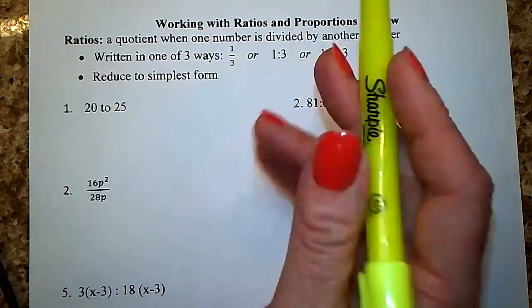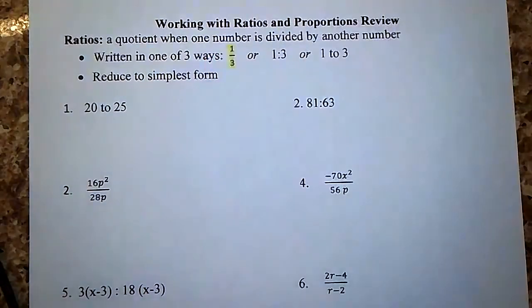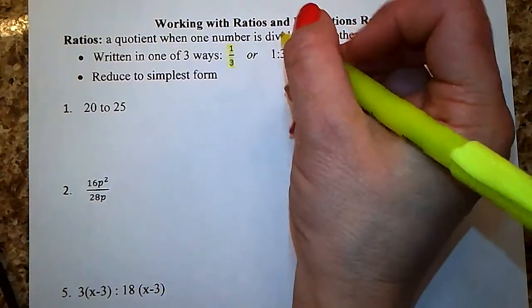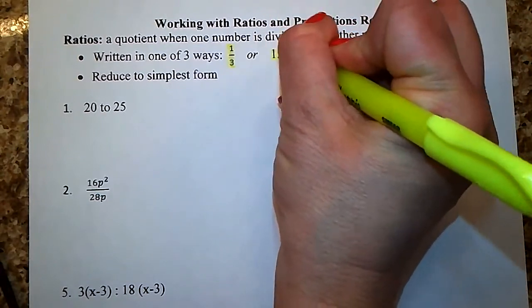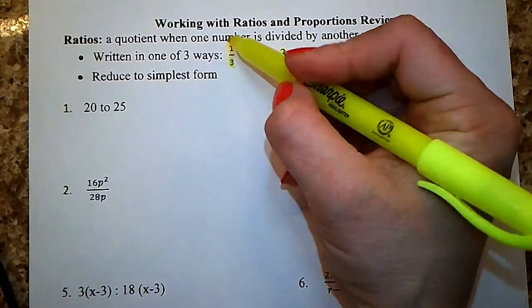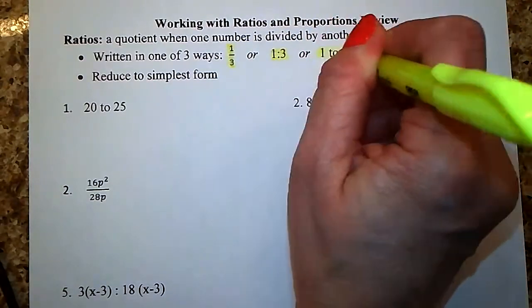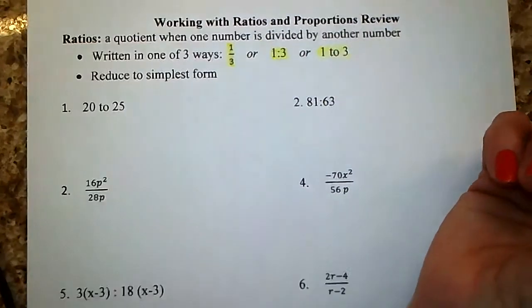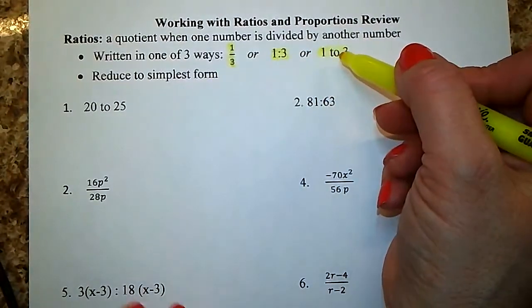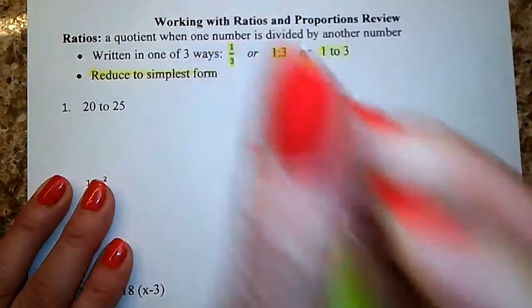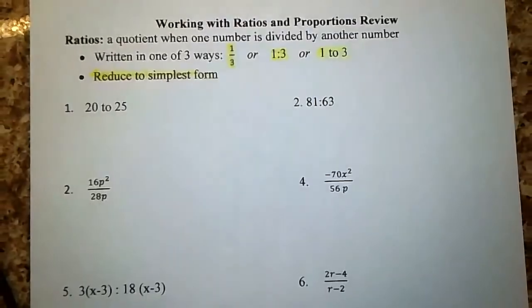If you take a look at this, we see one of the first ways that we can write a ratio is as a fraction. Another way we can write it is with a colon in between. Still means the same thing. This means 1 to 3, this means 1 to 3, or we can actually put the word "to" in between. Of course, it says 1 to 3. So, 3 different ways to write ratios. We just have to remember that whenever you're working with ratios, reduce them to simplest form.